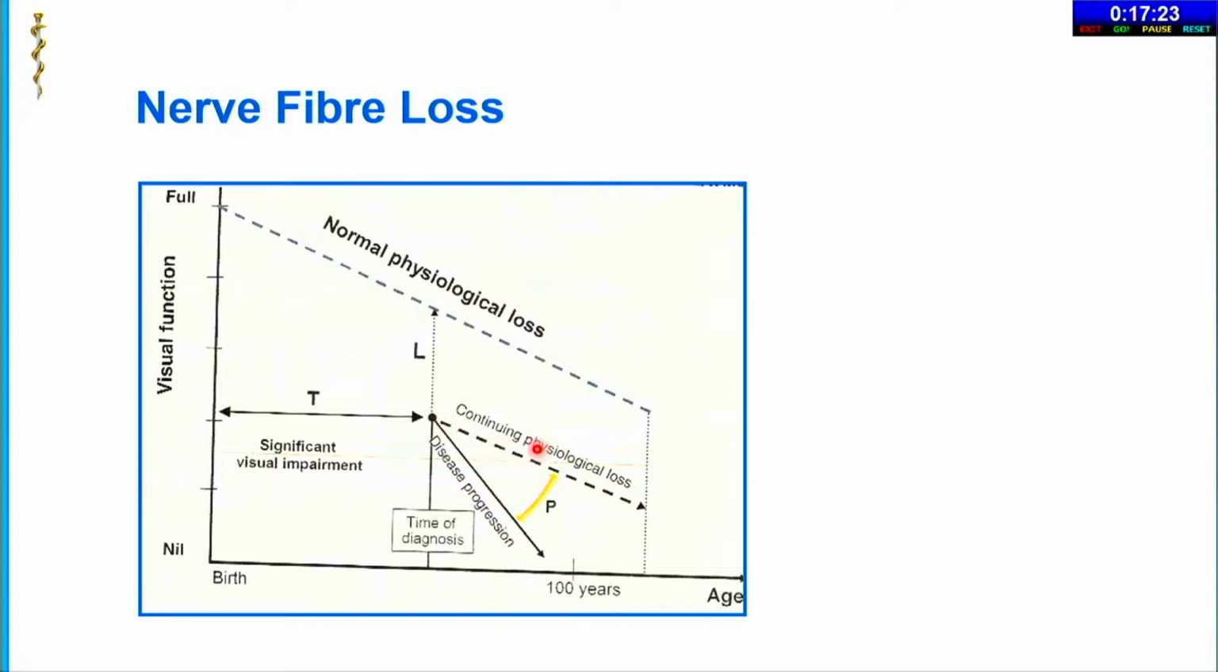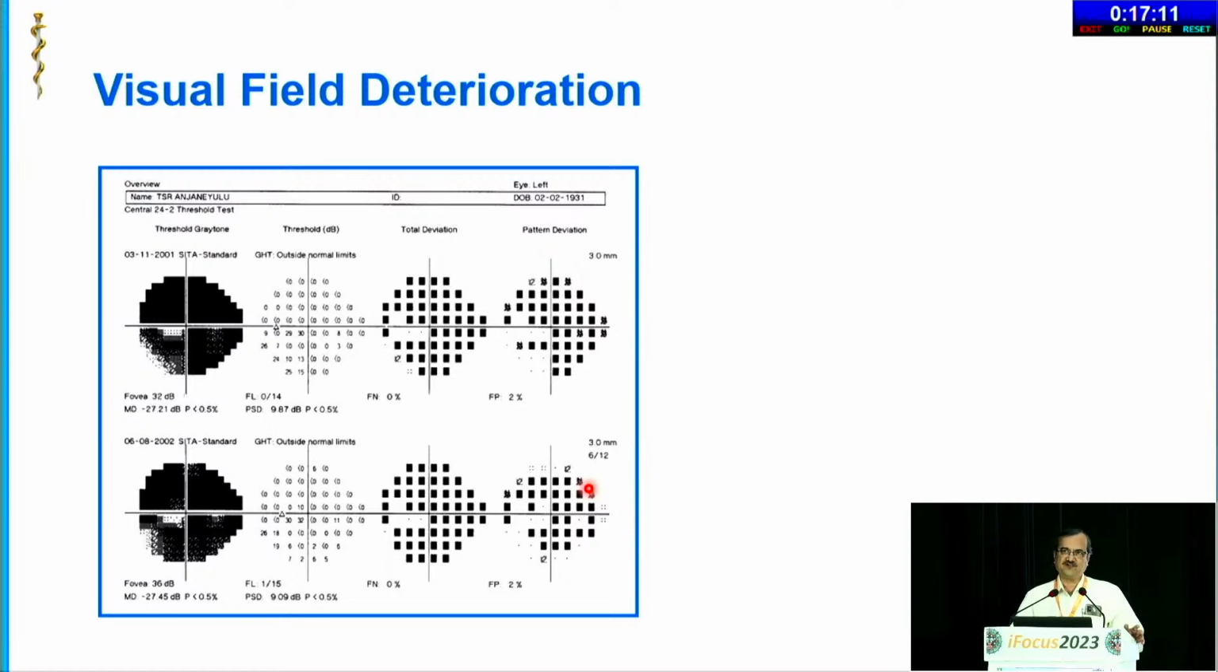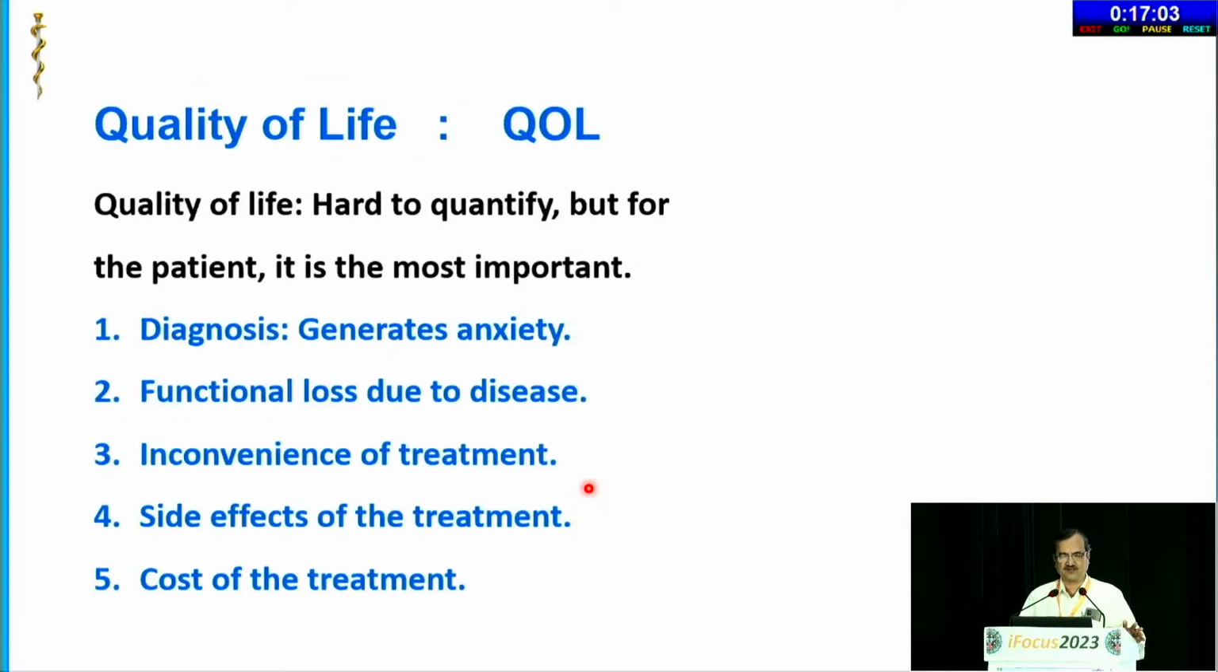So over a period of time, even with medical management, there will be some loss of RGCs, but this RGC loss should be minimal so as to run parallel to the normal physiological loss. And visual field deterioration, whatever is lost is lost. The aim of medical management is to retain or maintain a similar visual field for the rest of the life of the patient. The quality of life, it is very hard to quantify, but for the patient it is the most important, isn't it?